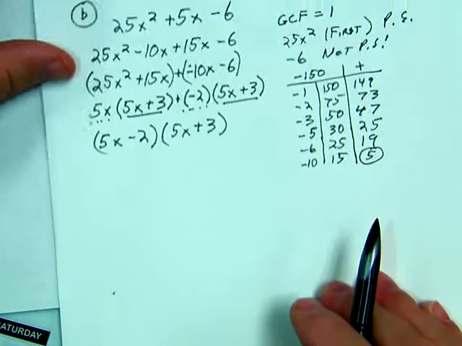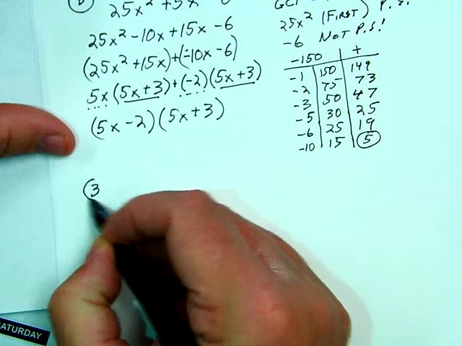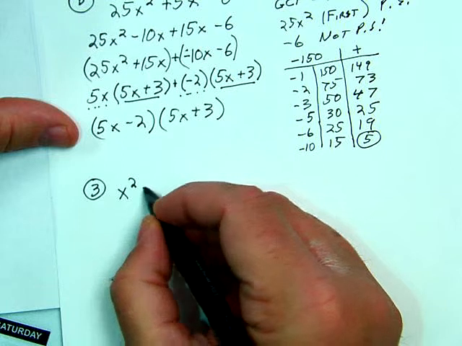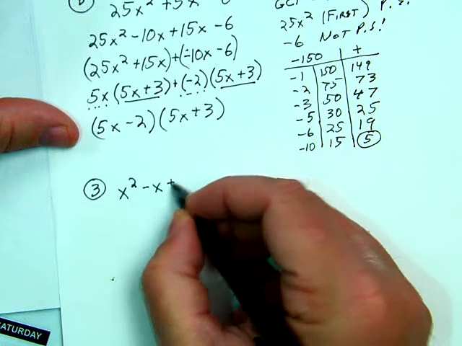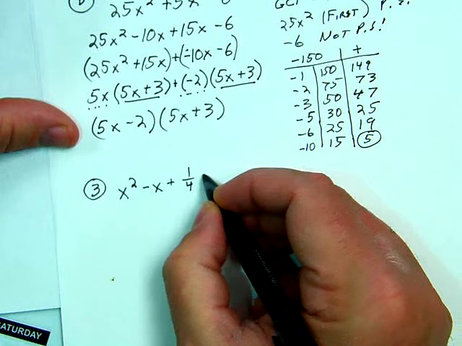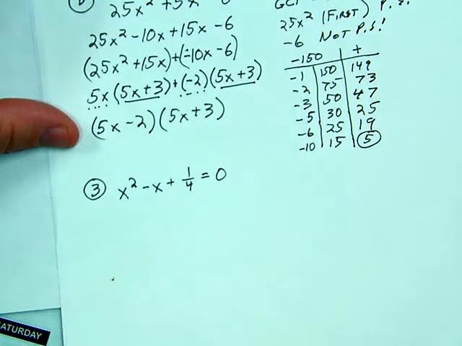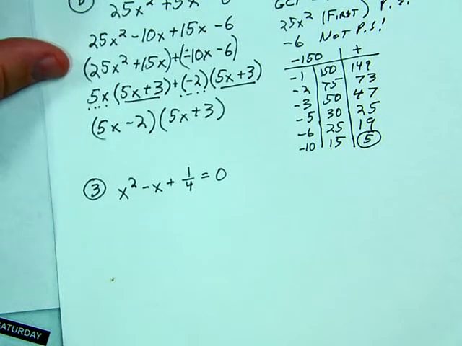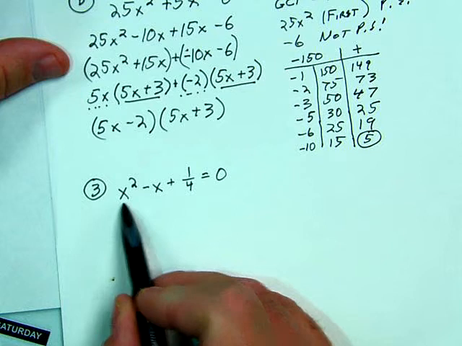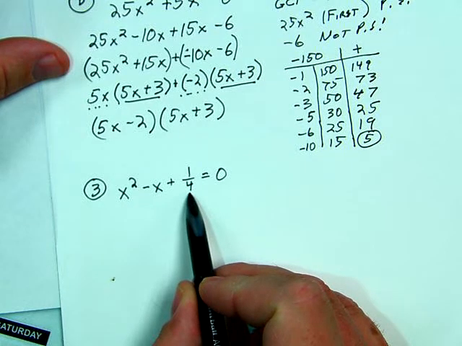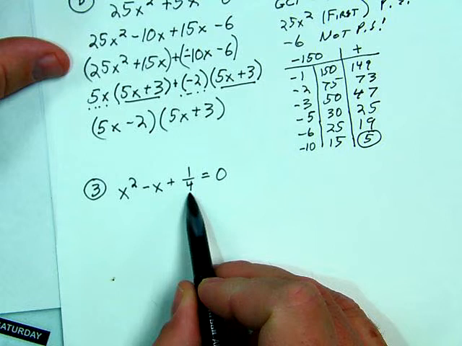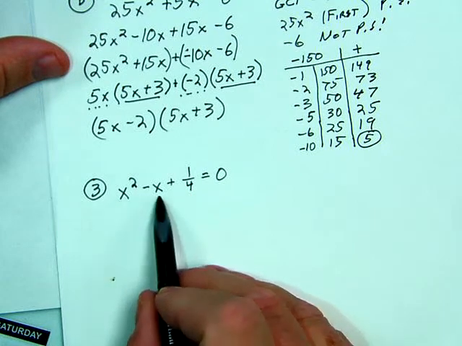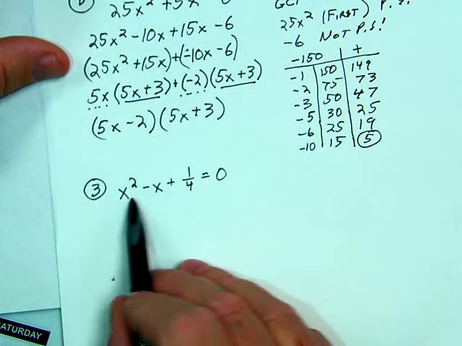All right, let's look at example 3 now. Example 3, we've got x squared minus x plus 1/4 equals 0. So now, since it's equal to 0, we're going to try to solve this problem. So let's take a look. First thing I notice is that this is a square and this is a square. Okay, so 1/2 times 1/2 equals 1/4, and x times x equals x squared. So now the middle has to be 2 times the square root of each one of these.